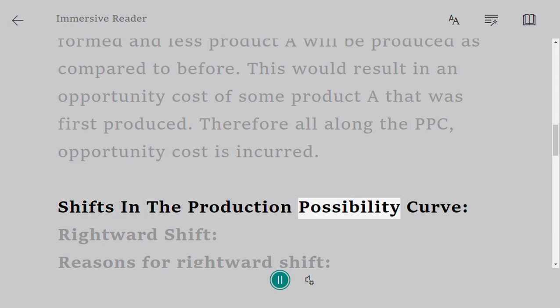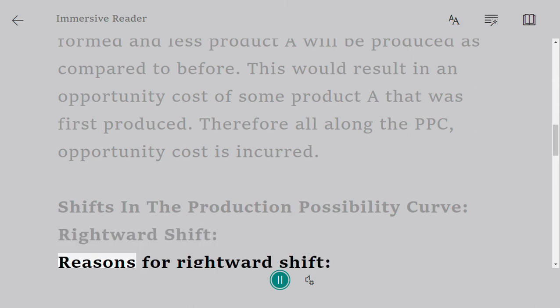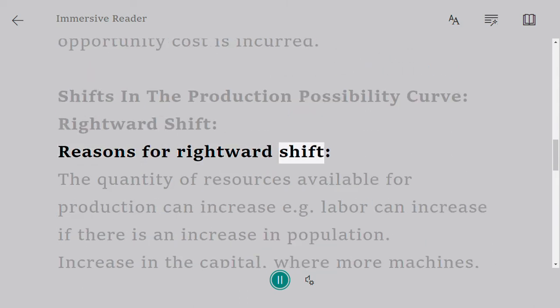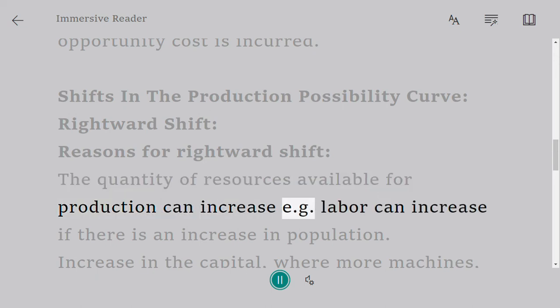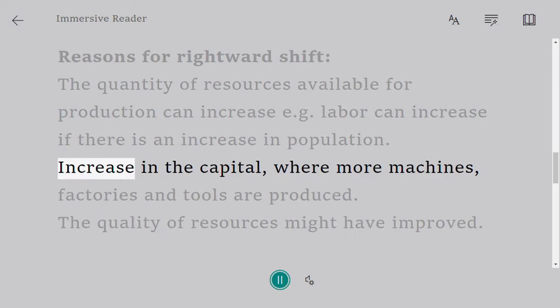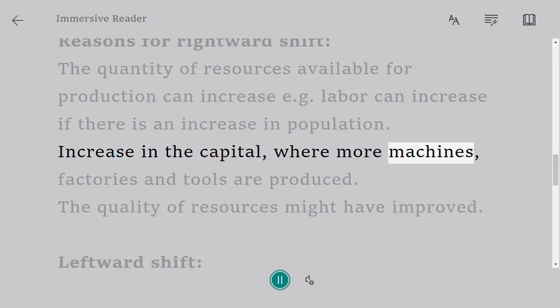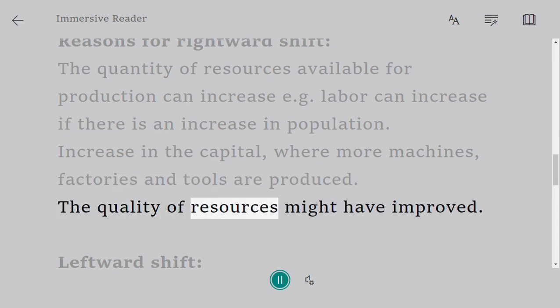Shifts in the production possibility curve. Rightward shift. Reasons for rightward shift. The quantity of resources available for production can increase, e.g. labor can increase if there is an increase in population. Increase in the capital, where more machines, factories and tools are produced. The quality of resources might have improved.